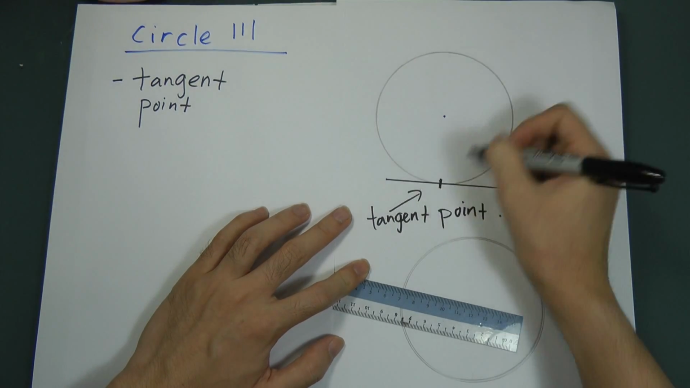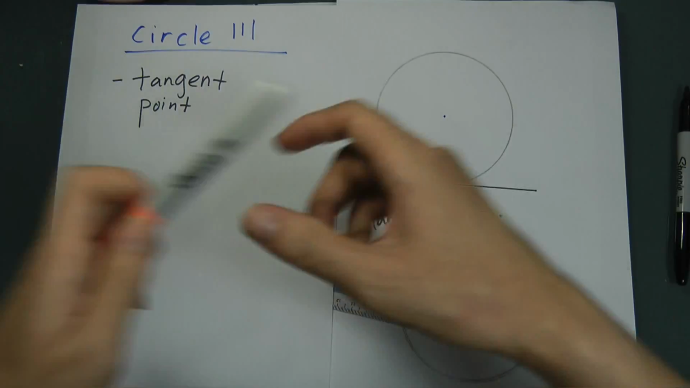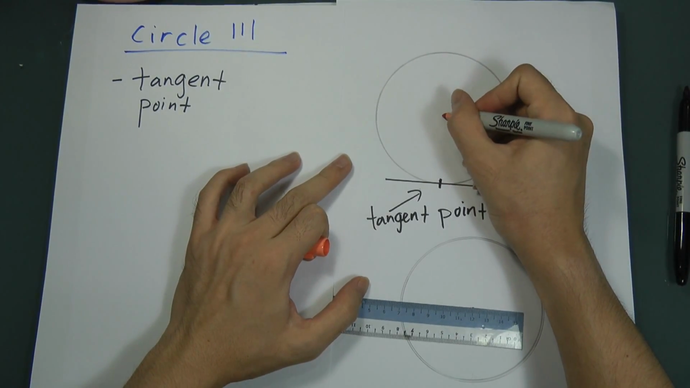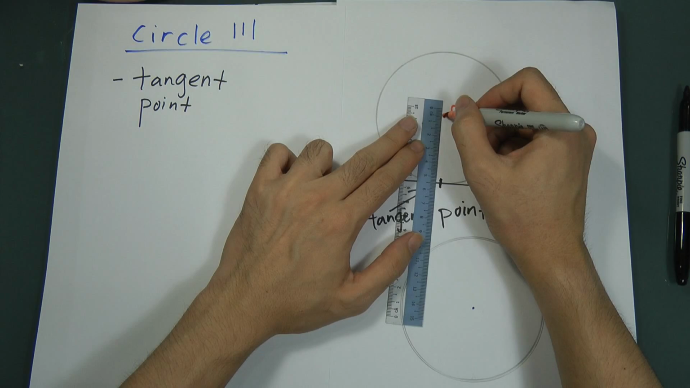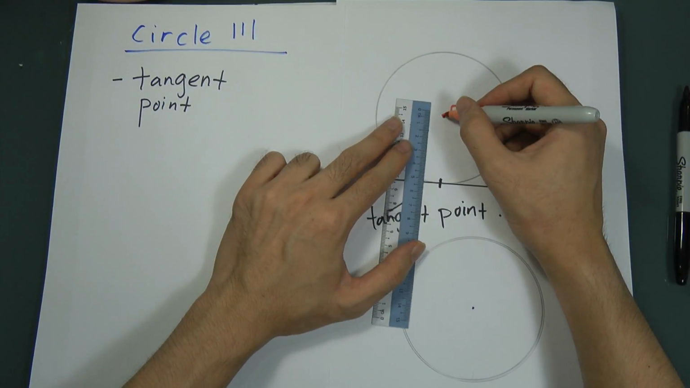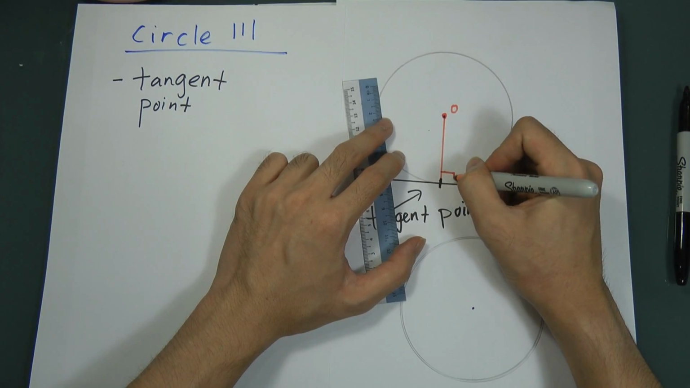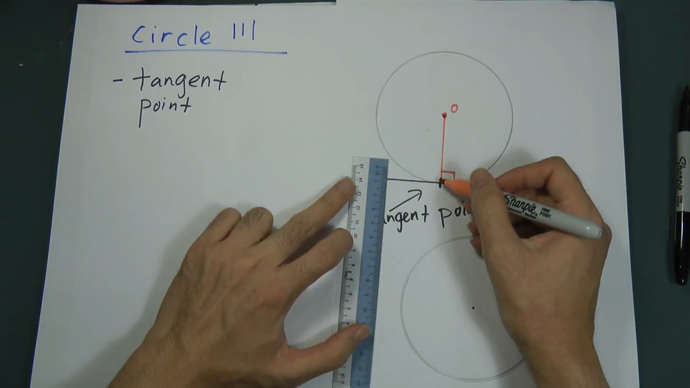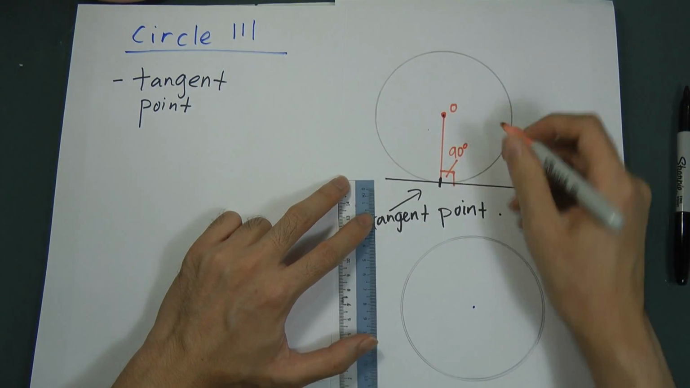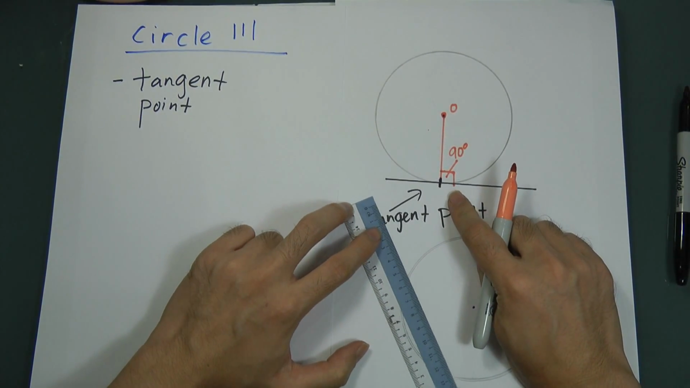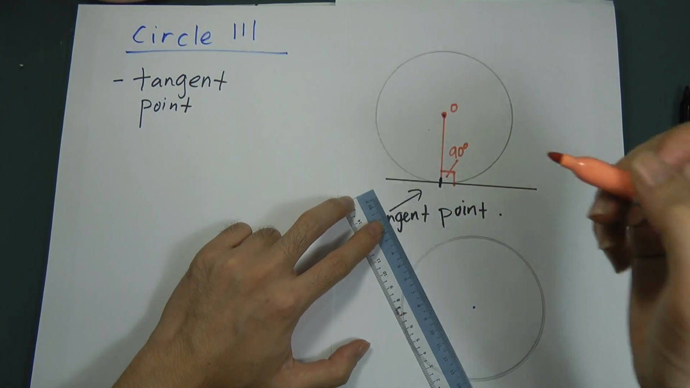Okay, what you must remember about tangent point is, if this is the center of the circle, we call it O. The center O connected to the tangent point will always form 90 degrees. This is very important. Will always form 90 degrees. Even most of the time, the question will not tell you this is 90 degrees, but you have to know.